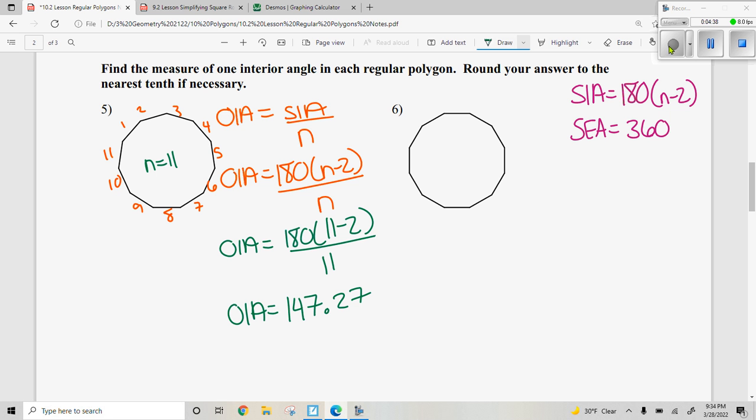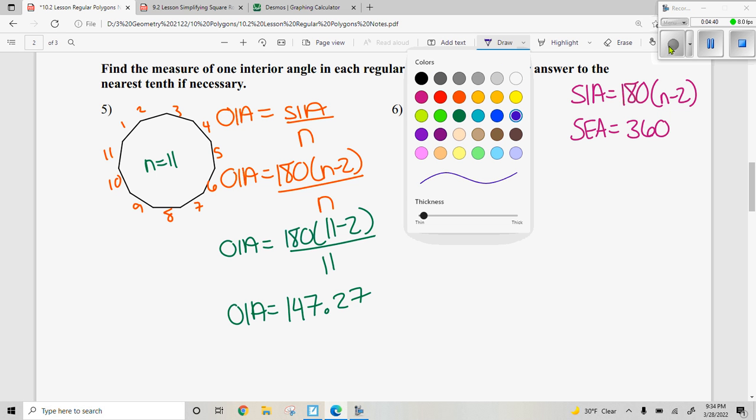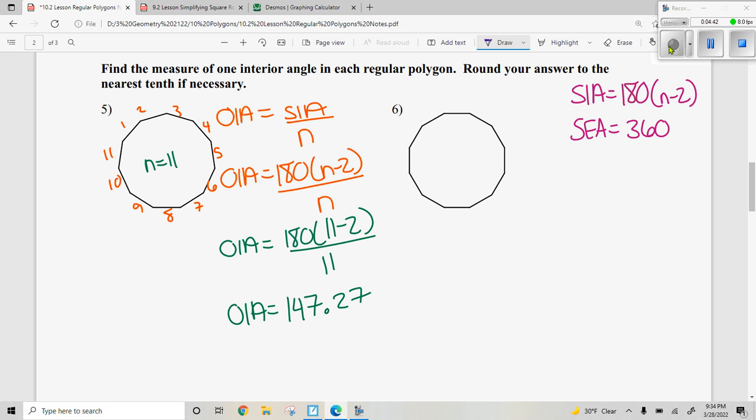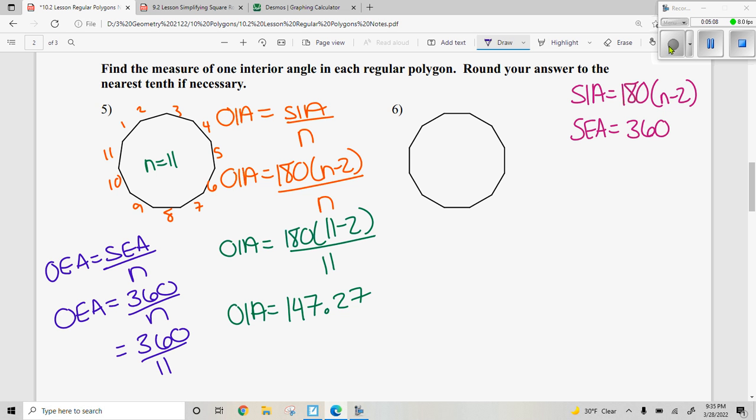We can also find the measure of one exterior angle here. We know that they should all add up to 360, and they should all be equal. So my one exterior angle is going to be the sum of my exterior angles divided by the number of angles there are. Well, our sum is always 360, so this ends up being 360 divided by the number of angles. So that's pretty simple. We're just going to do 360 divided by 11.